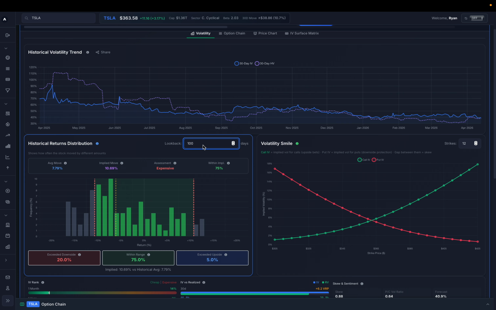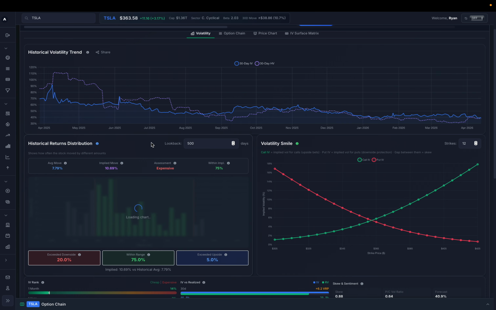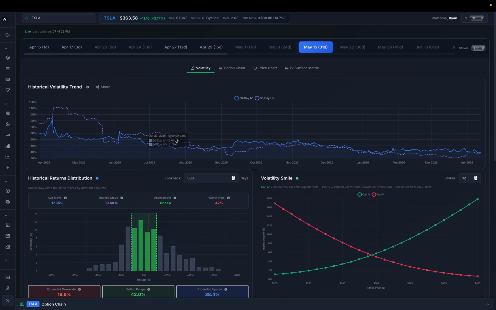So if I want to see that over, let's say 500 days, we can click within that and we can see the assessment has changed. The assessment has changed because the look back period that we're looking at has got a lot larger. So we 5x'd the look back period. So we go back to when Tesla was much more volatile from day 101 back to day 500. So we can see the average move is 17.35%. And the average move, this is the average move within the term. So the rolling 31-day term structure window average move is 17.3%. Current implied is 10.7. Assessment is cheap.